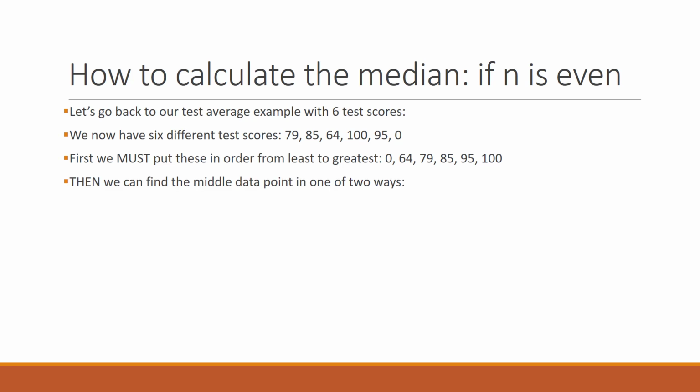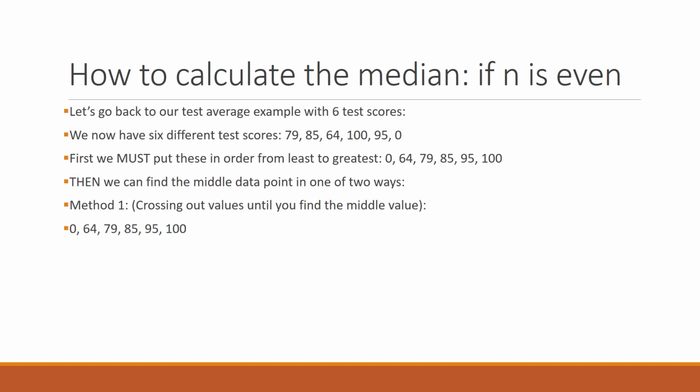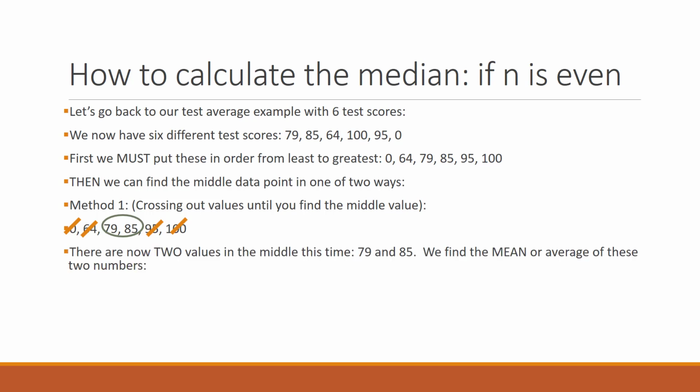Now we can find the middle data point in one of two ways. As before, we can cross out values until we reach the middle. So we cross out 0 and 100, 64 and 95, and we reach the center and realize that there are two values in the middle, 79 and 85. We have to find the mean or average of these two numbers. We do this by summing them and dividing by 2. This tells us that the median is 82.